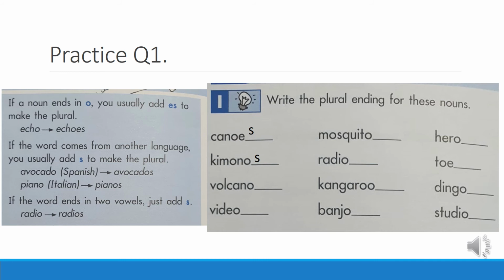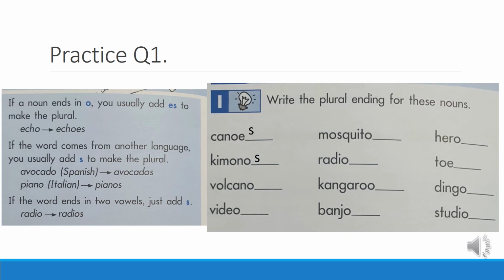So we only add es since it ends with O. Our next rule, if the word comes from another language, you usually add s to make it plural. For example, avocado, avocados, or piano, pianos. Our last rule, if the word ends in two vowels, just add s.